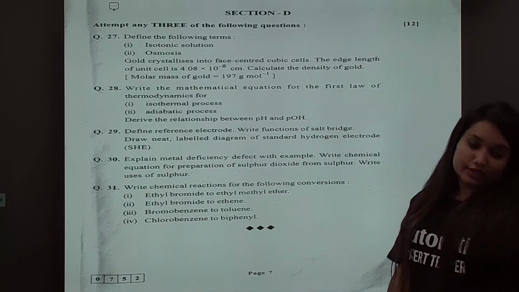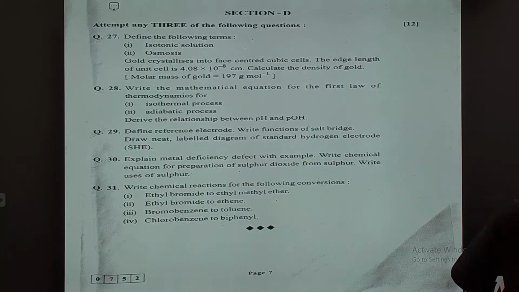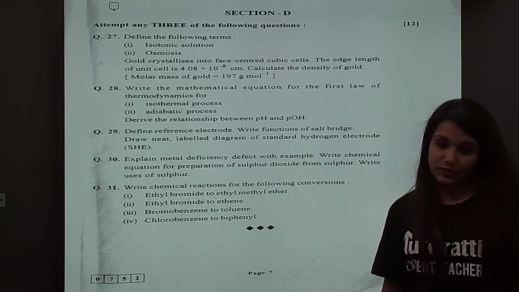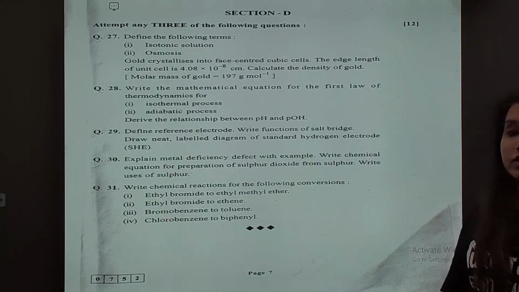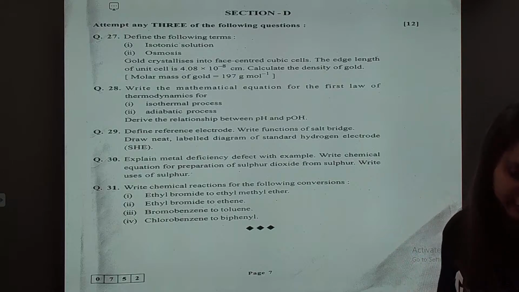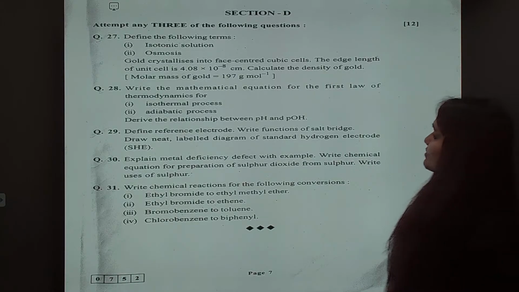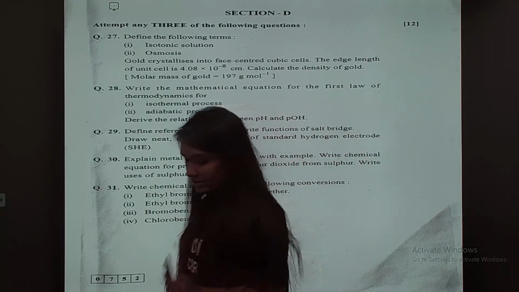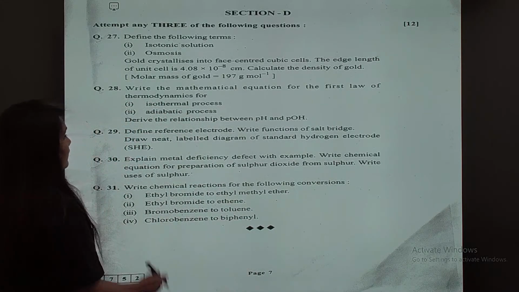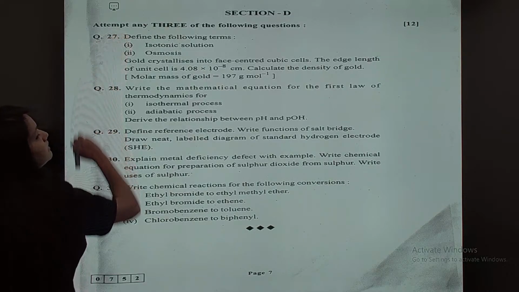The next part, as it is from your textbook, is to figure out the density of gold, which is in the form of an FCC unit cell. If you calculate this, or if you check the entire process from your textbook, the final answer will be 19.27 grams per cm cube. The density will be 19.27 grams per cm cube, everyone. So this is question number 27.